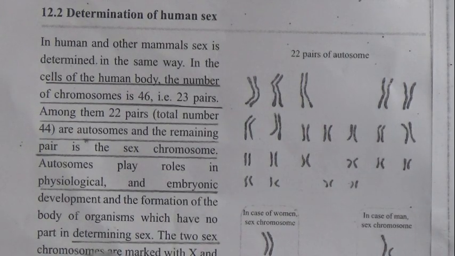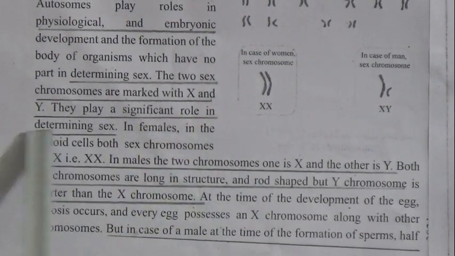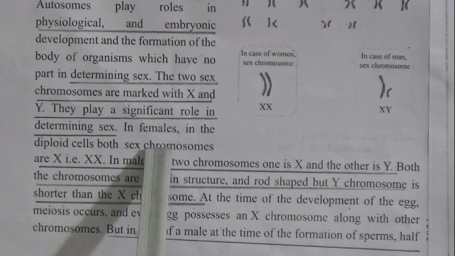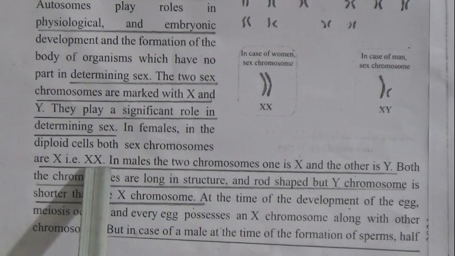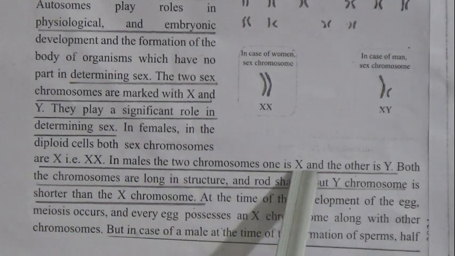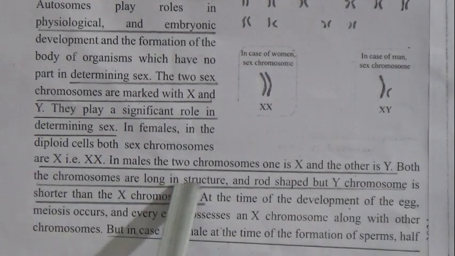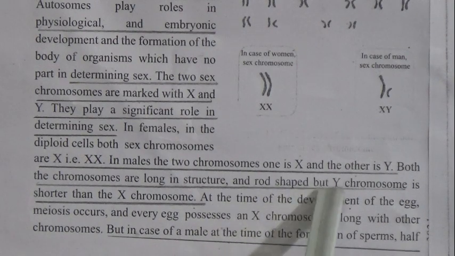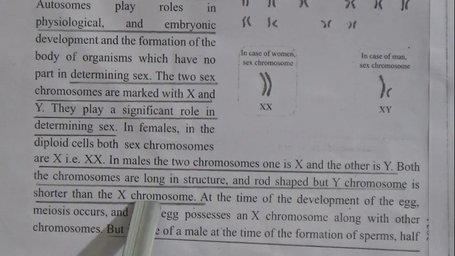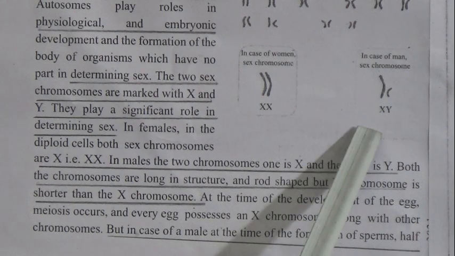The two sex chromosomes are marked X and Y. They play a significant role in determining sex. If female, in the diploid cell, both sex chromosomes are X, that means 2X. In male, of the two chromosomes, one is X and the other is Y. Both chromosomes are long in structure and rod shaped, but the Y chromosome is shorter than the X chromosome. And look here, the Y is shorter than the X chromosome.